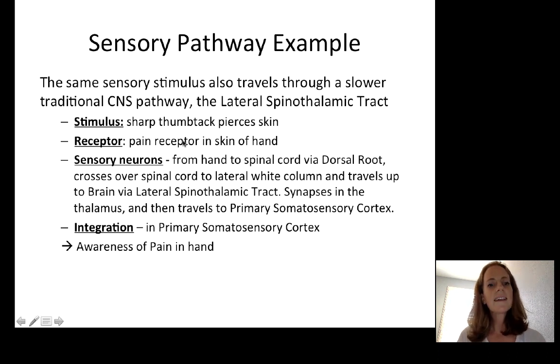We can also have that same sensory stimulus, which is that thumbtack piercing the skin, activating the same receptor, the pain receptor on the skin of your hand, traveling through the spinal cord dorsal root, just like it did for the withdrawal reflex, but instead we can then send it up to the brain at the same time. It'll cross over the spinal cord, go to the lateral white columns, travel up the brain through the lateral spinothalamic tract that I showed you guys a few slides ago. Synapse in the thalamus, travel to the primary somatosensory cortex, where you will actually become aware of the stimulus.